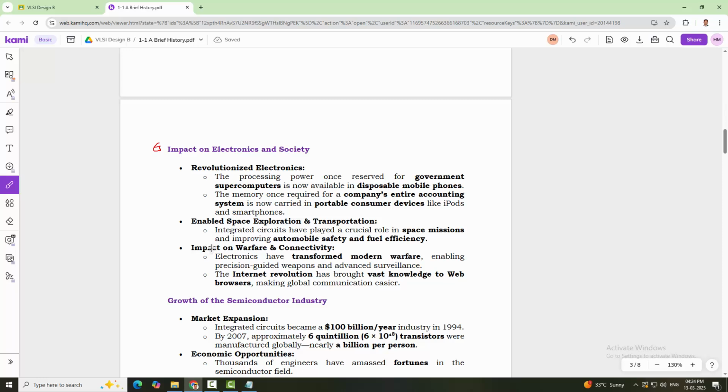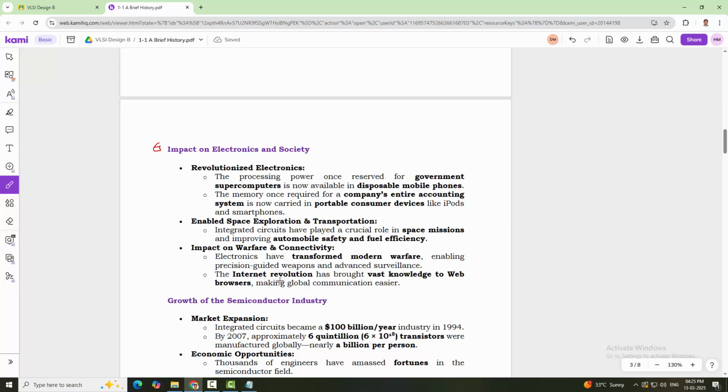The third point which created an impact on electronics and society is warfare and connectivity. We already witnessed how exactly the present war is going on. It's a technology-based war. Therefore, electronics have transformed modern warfare, enabling precision-guided weapons and even advanced surveillance. These are a couple of things which have been improved because of electronics.